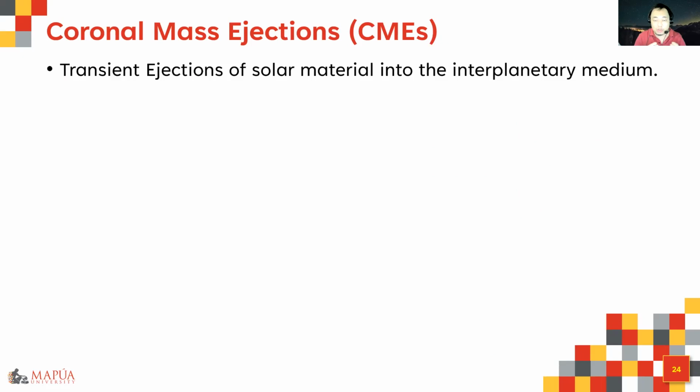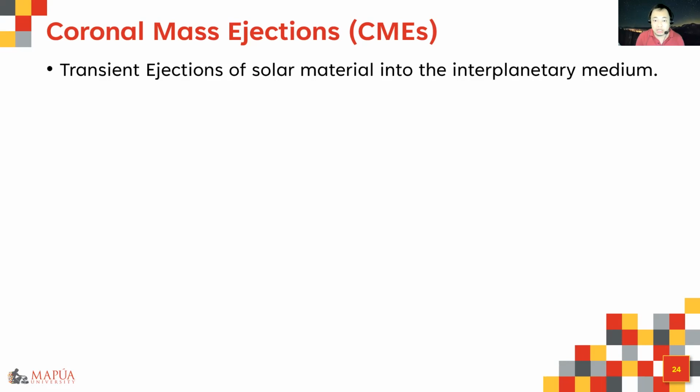So aside from producing a large amount of energy, sometimes solar flares produce coronal mass ejections. So what are coronal mass ejections? Coronal mass ejections are ejections of solar material into the interplanetary medium. This is an example of a transient activity in the solar corona that involves plasma material coming from the sun. It's not electromagnetic.